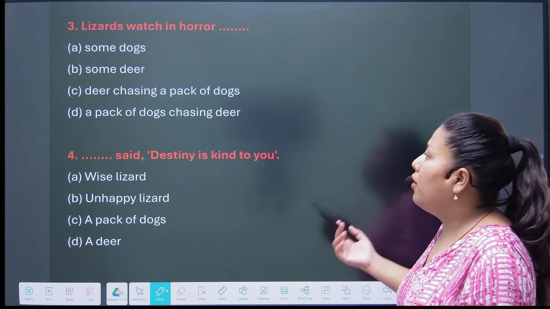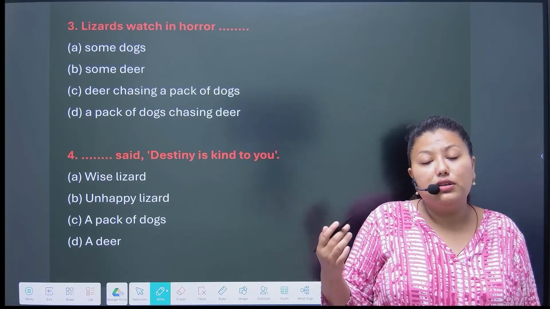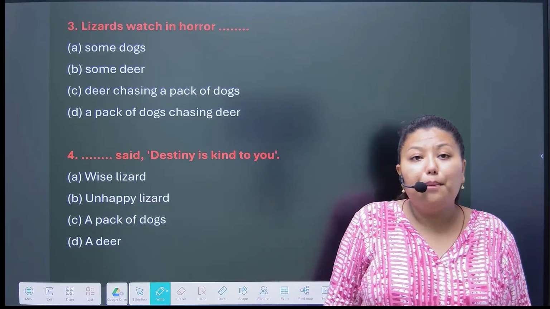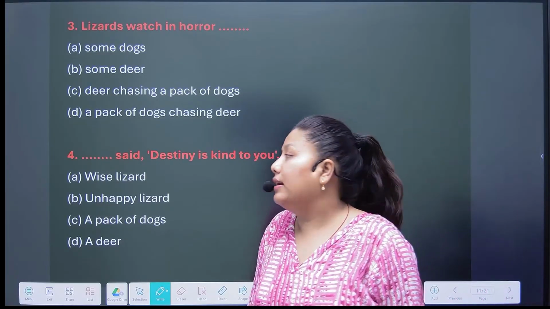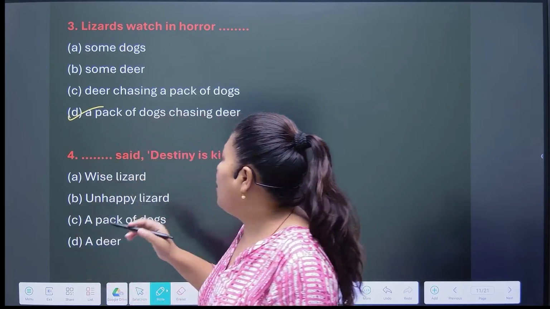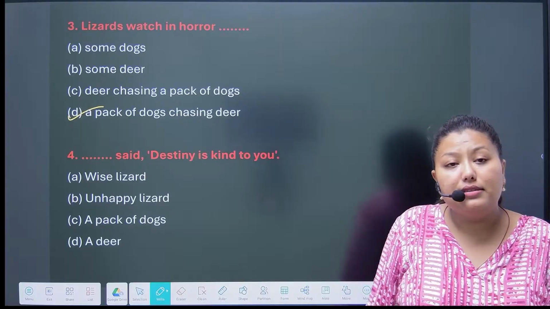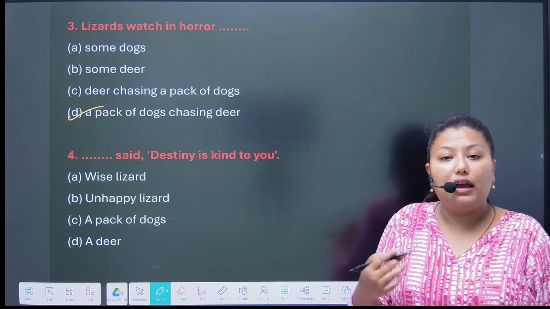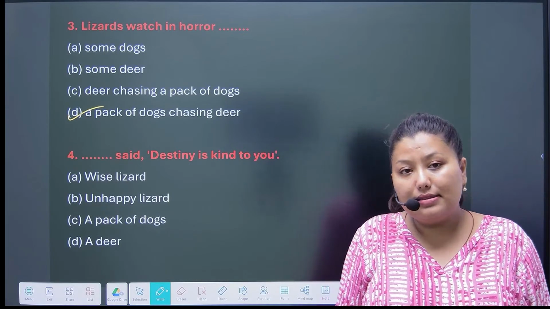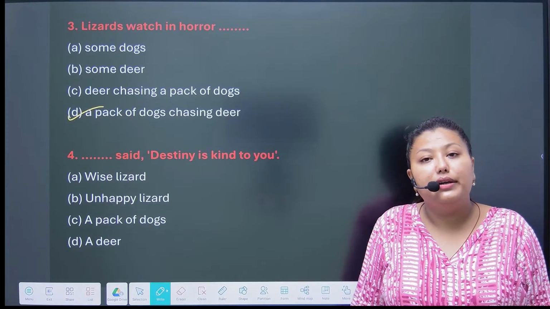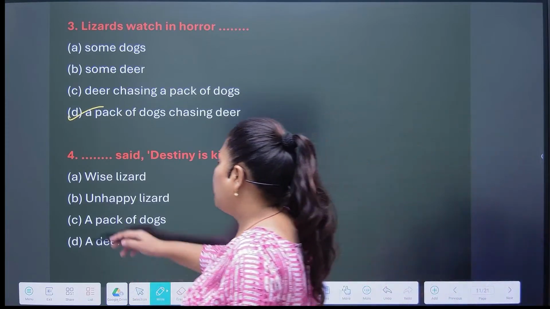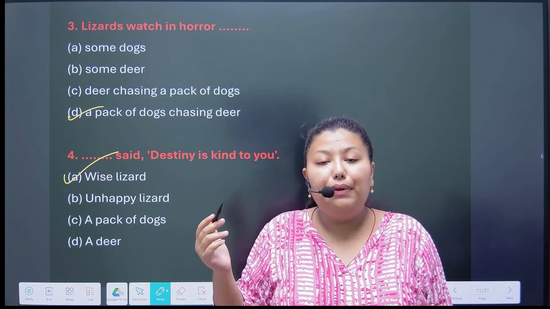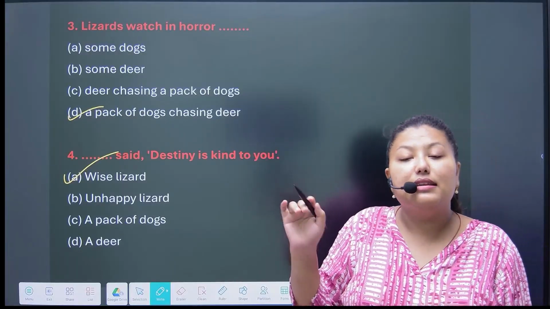The lizards watched in horror. So what did the lizards watch in horror? Some dogs, some deer, a pack of dogs chasing a deer. The correct answer is option D, a pack of dogs chasing a deer. Next, who said, destiny is kind to you? Options are wise lizard, unhappy lizard, a pack of dogs, a deer. The correct answer is option A, wise lizard. The wise lizard said to the unhappy lizard, the complaining friend, that destiny is kind to you.